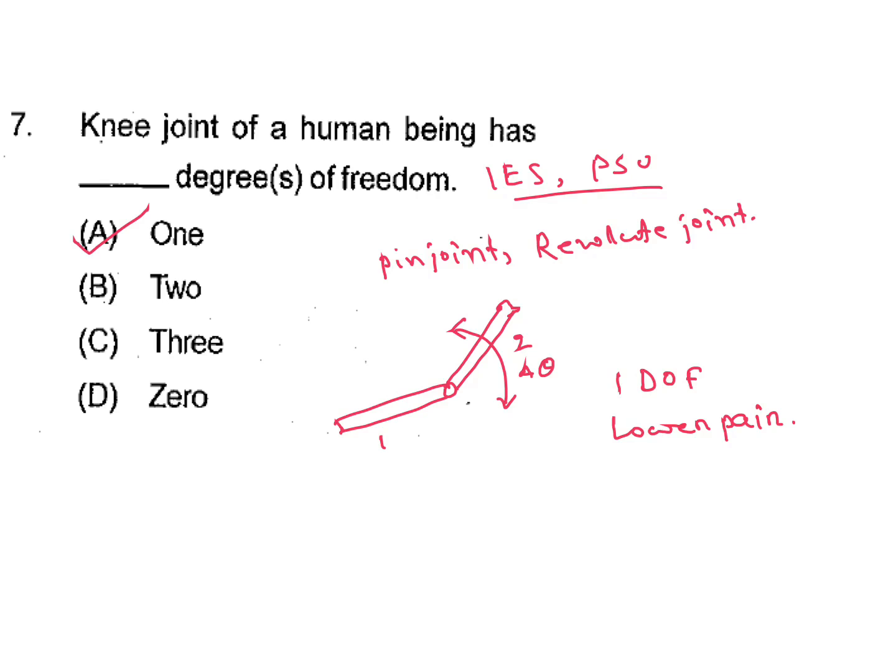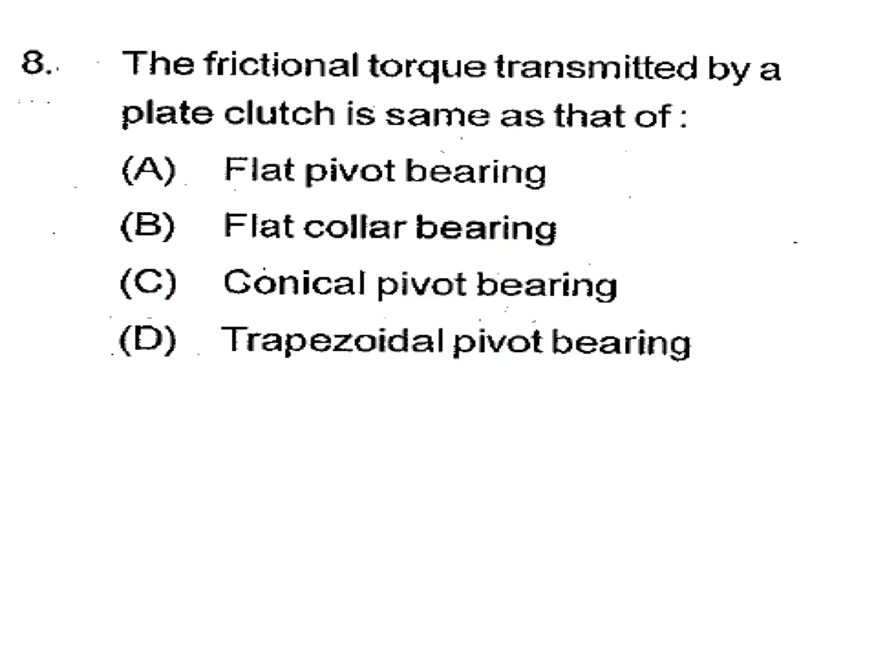The frictional torque transmitted by a plate clutch is the same as that of frictional torque transmitted by a flat collar bearing. So TF equals mu W R effective. It's the same as flat collar bearing. So option B is our answer.